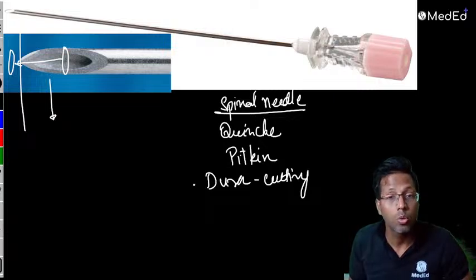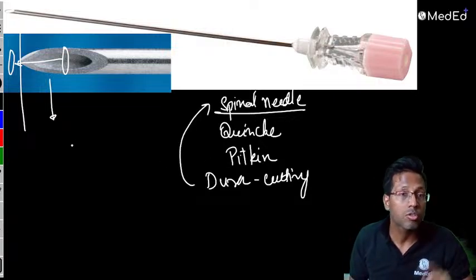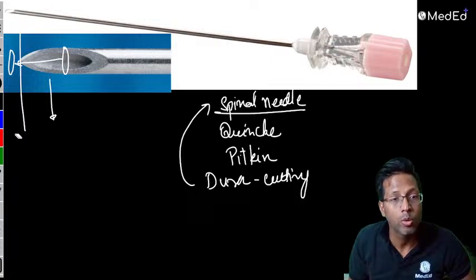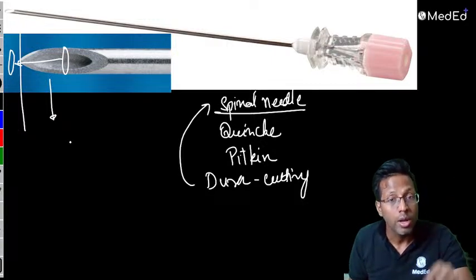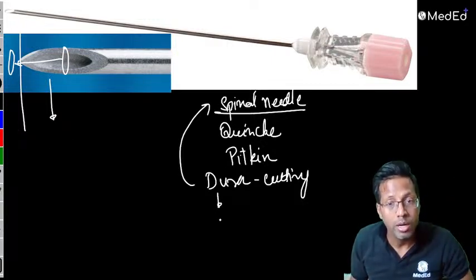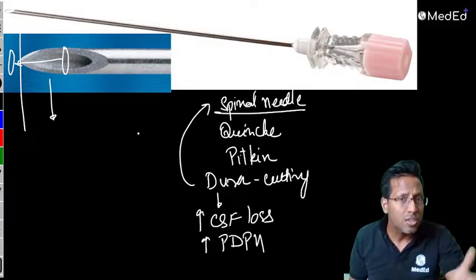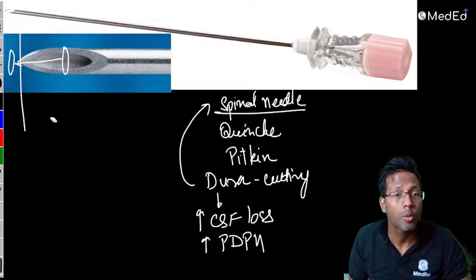So this is called a dura cutting spinal needle, and because of this it leaves a bigger dural rent. And if this is the bigger dural rent, remember CSF loss is more. Hence, this type of dura cutting spinal needle has more incidences of CSF loss, leading to a higher incidence of post-dural puncture headache. So this is what is called a dura cutting needle, and that is why nowadays we don't use this needle so much.